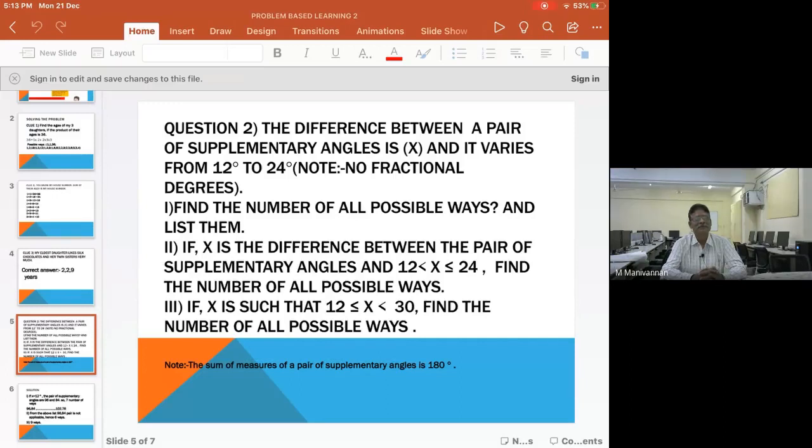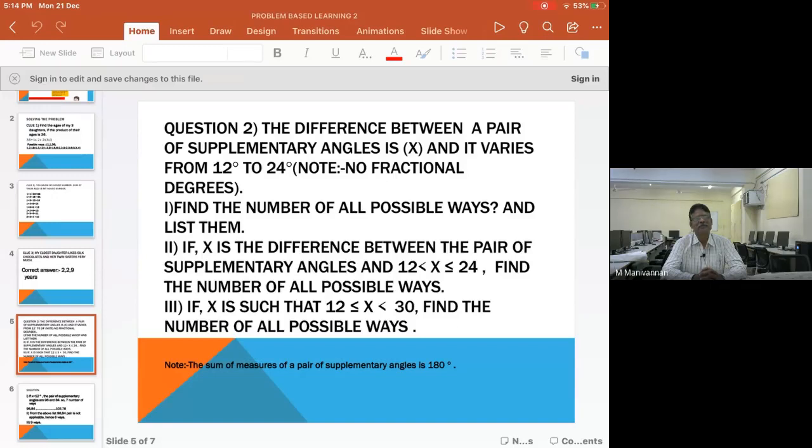The second question: if x is the difference between the pair of supplementary angles and 12 is less than x, less than or equal to 24, find the number of all possible ways. And the third one: if x is such that 12 is less than or equal to x, less than 30, find the number of all possible ways.